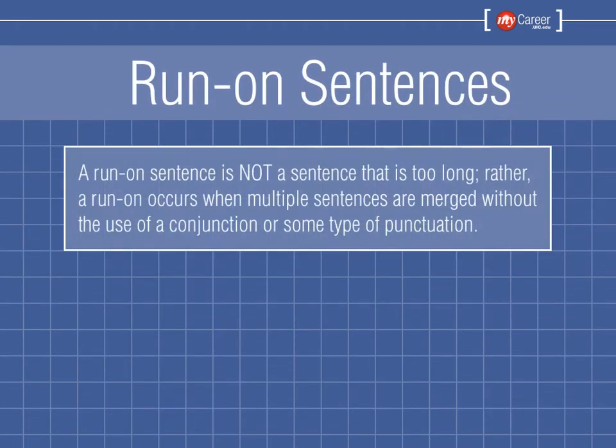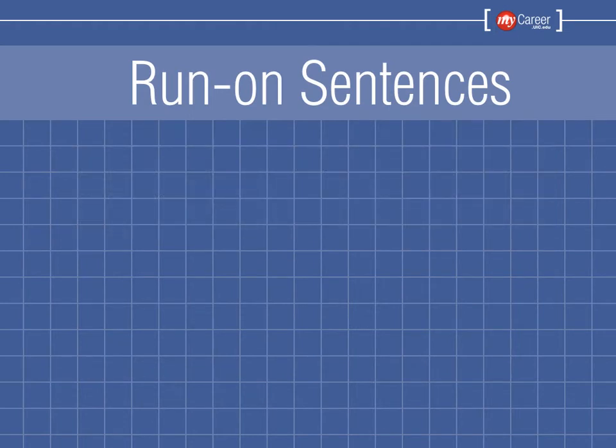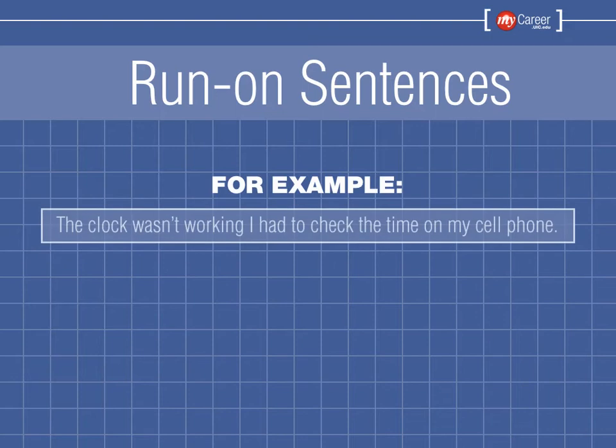A run-on sentence is not a sentence that is too long. Rather, a run-on occurs when multiple sentences are merged without the use of a conjunction or some type of punctuation. For example, this is a run-on sentence.